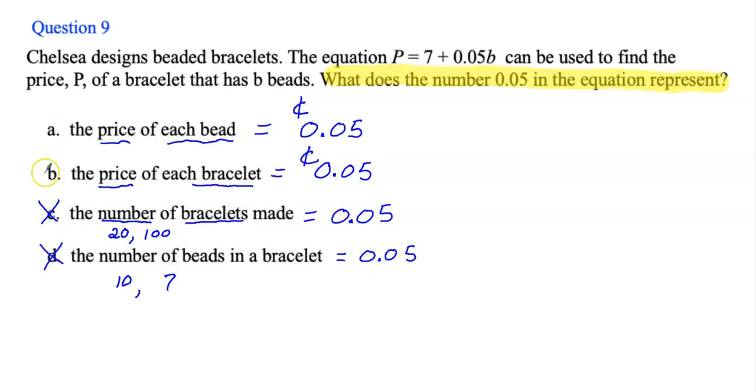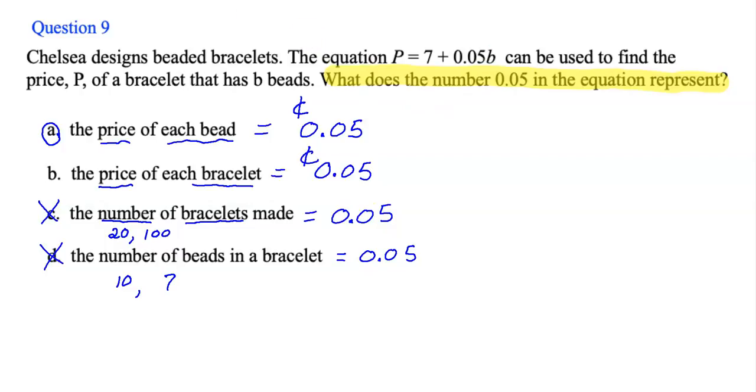At this point you can guess and move on. I think A makes the most sense. The price of each bead is 5 cents. The price of each bracelet, 5 cents, kind of makes sense, but just seems a little cheap here, so I'd probably go with A. We did all this using common sense without looking at the equation, and we did answer the question. It says, what does the number 0.05 in the equation represent?